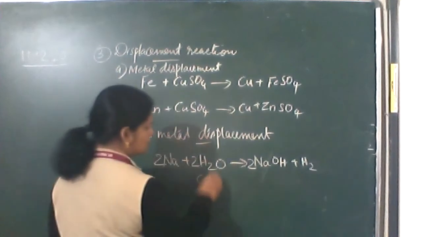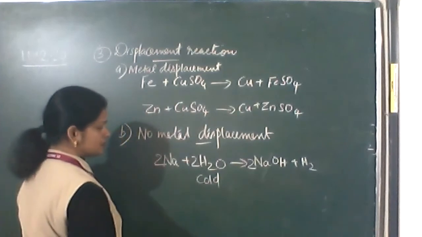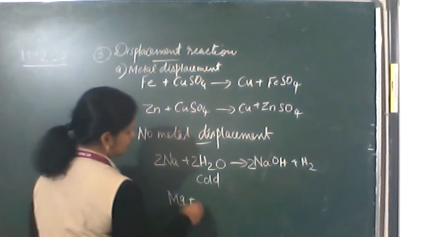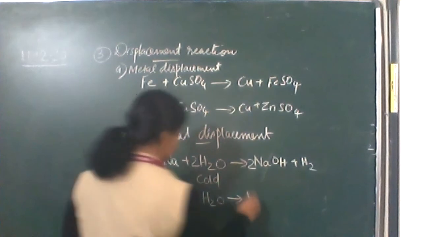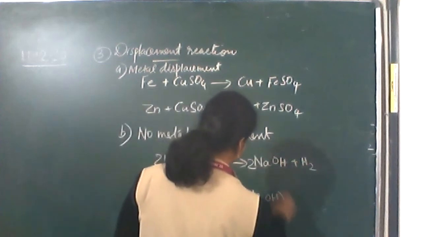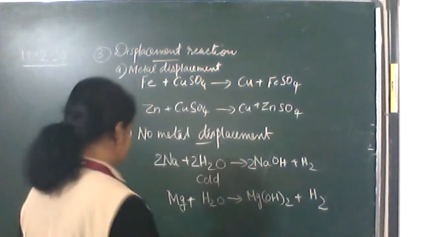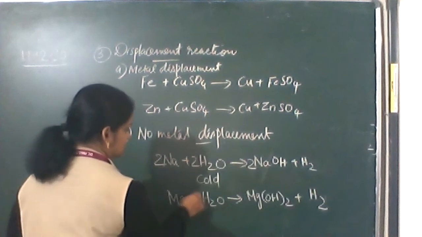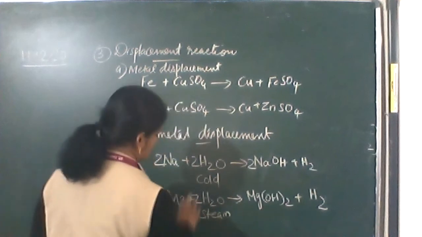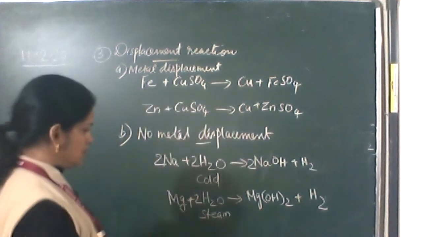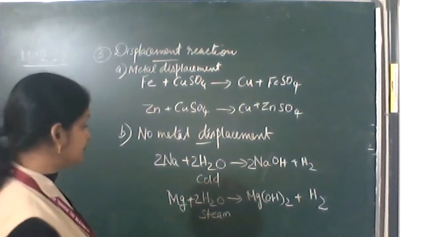This happens in cold water, as we studied last year. Some metals, that is Mg, react with steam or hot water. Mg plus H2O gives Mg(OH)2 and H2. So here, this is hot water or steam. With steam, the reaction goes faster. With hot water also this can be done.